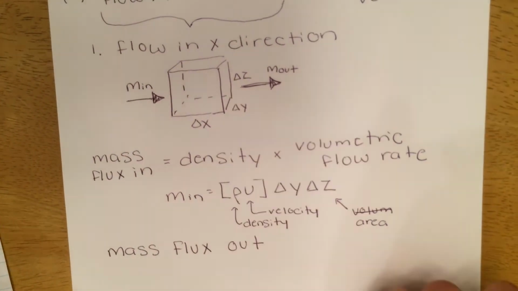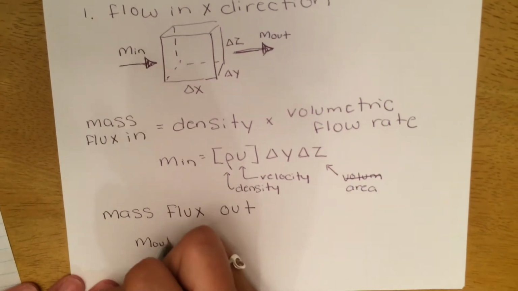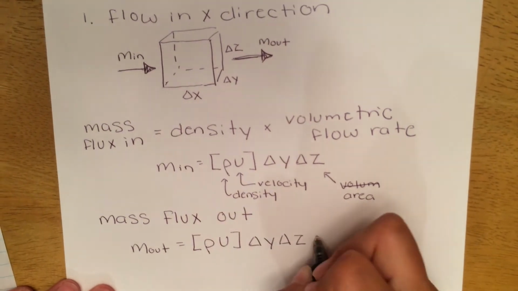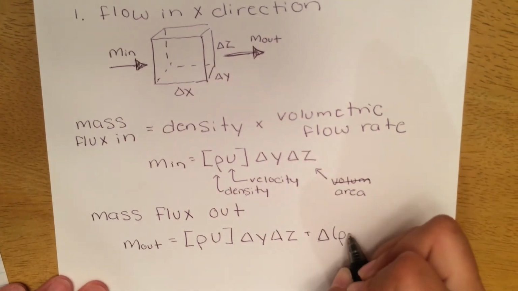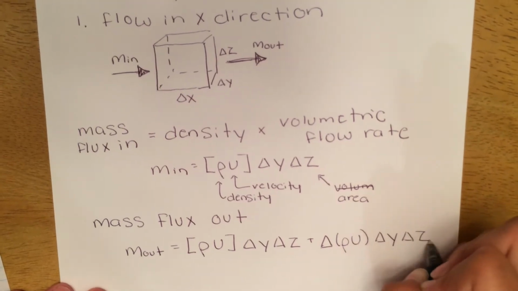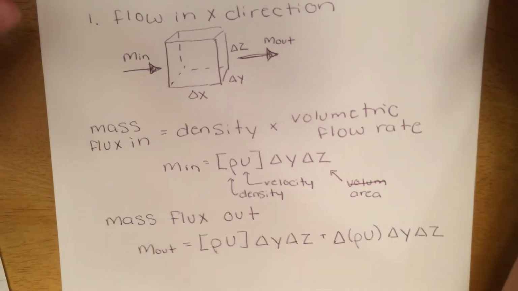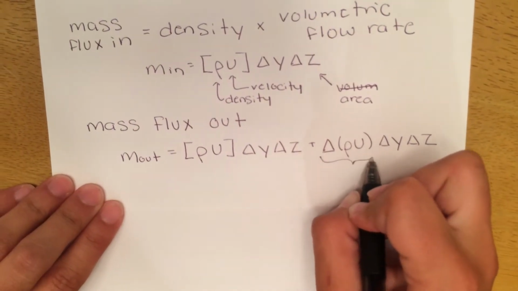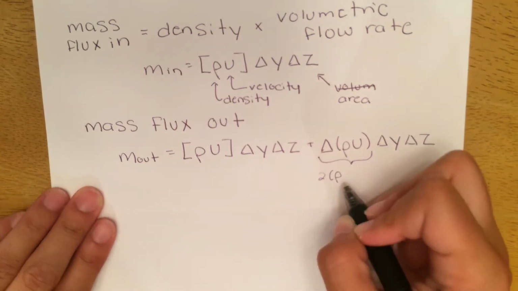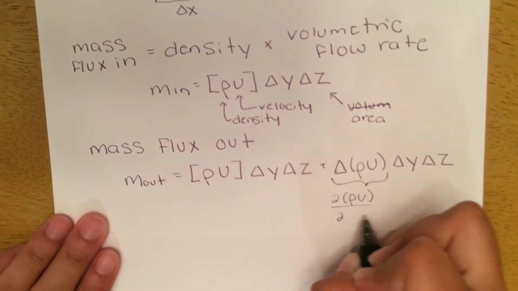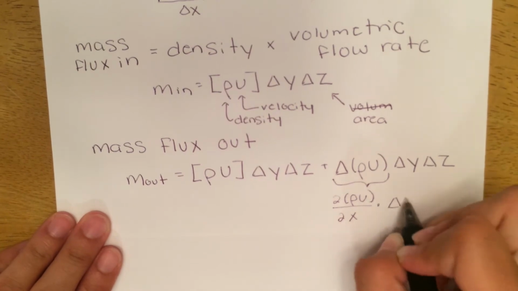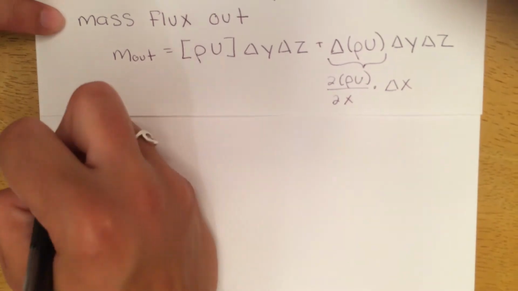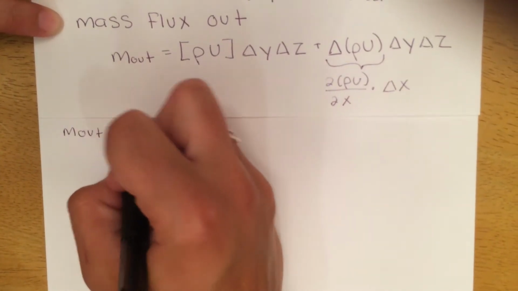M out is a bit more difficult to define. We start with the same flow that we had coming into the cube. But within the cube, there was some small change in mass. So when the fluid leaves, we have that very small change in flow rate leaving over the same area. We define this as the change in flow rate over the change in the x direction, multiplied by the length over which the change is happening, or delta x. This gives us our final equation for mass flow out.